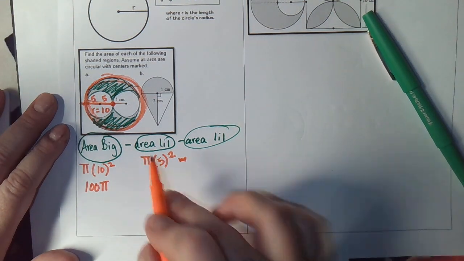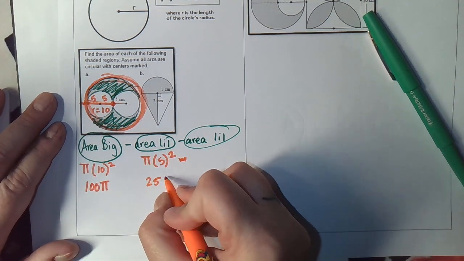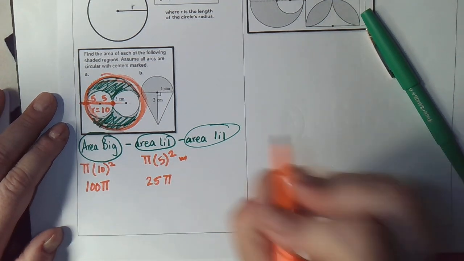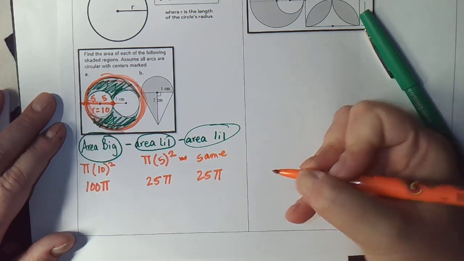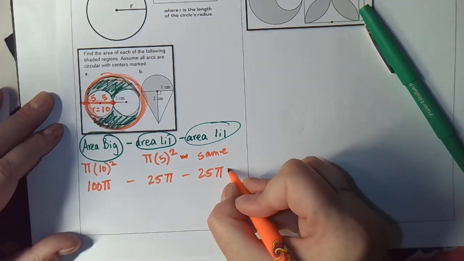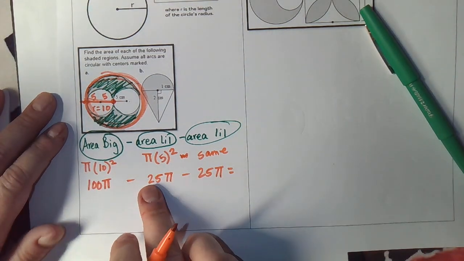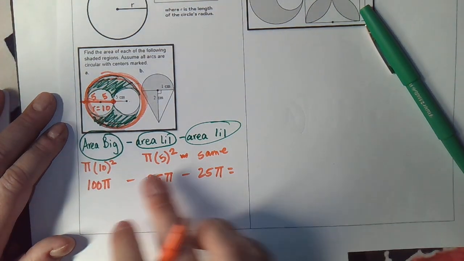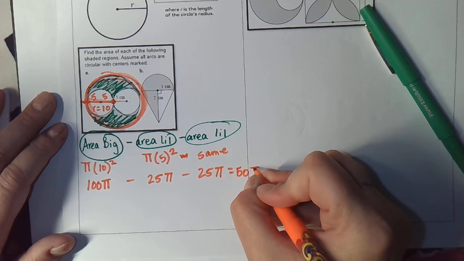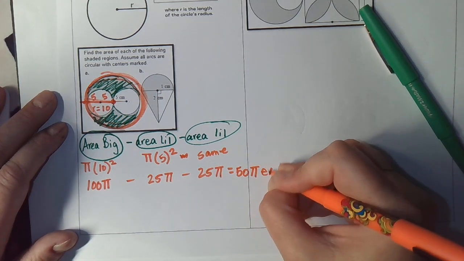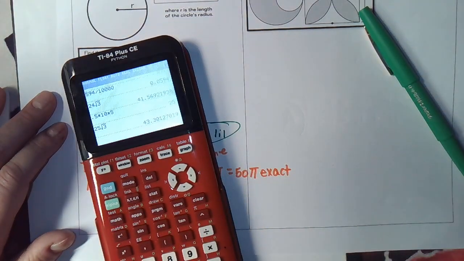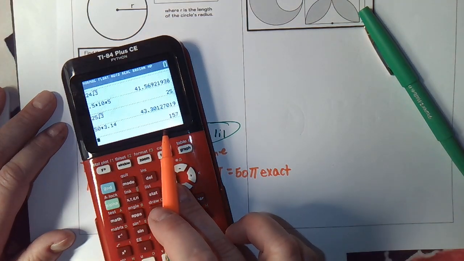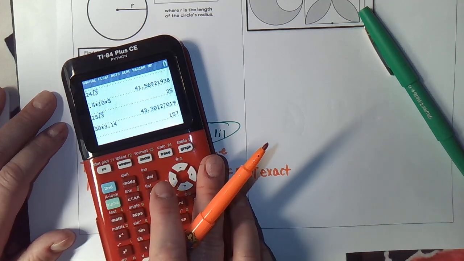Okay, so let's see here. We have pi times 5 squared, and that makes 25 with a pi. And then the area of the other little circle is the same. Okay, now we're going to subtract them. So 100 minus 25 is 75. Minus another 25 is 50. So we have 50 pi. And that's the exact. If you want the decimal, you take 50 and multiply it by 3.14. And we get 157.